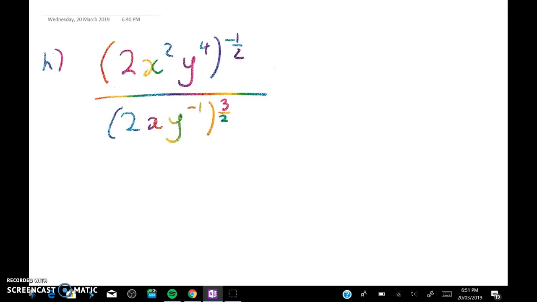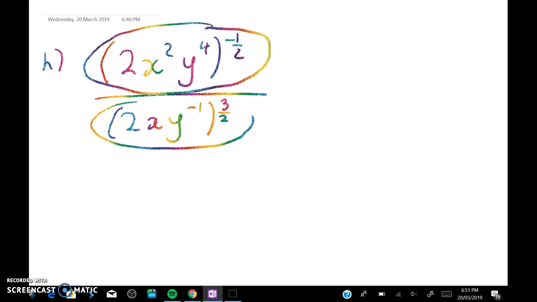Okay, h, same kind of thing, a little bit muckier. There are several different ways you can go here. You can either do all of your expanding on this and then simplify, or you can muck around with the negative power first. So I'm going to do this question 2 different ways. The first way is I'm going to basically expand the brackets, or apply the negative 1/2 to everything.